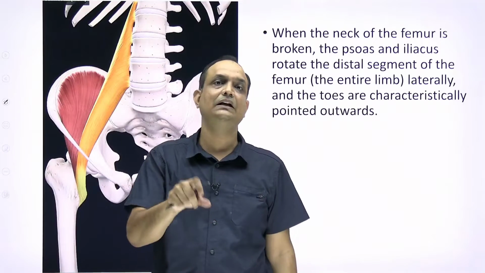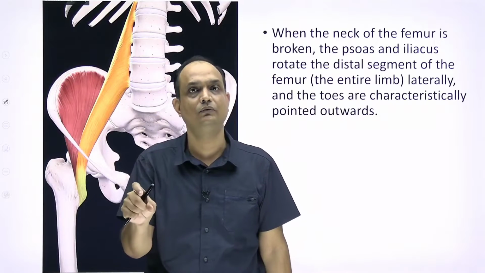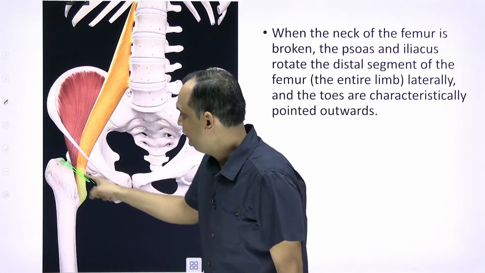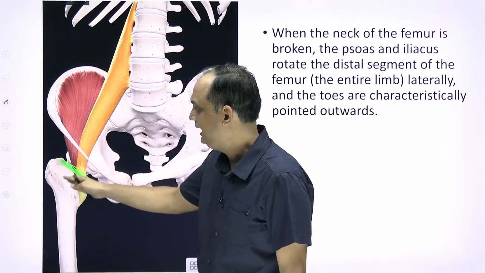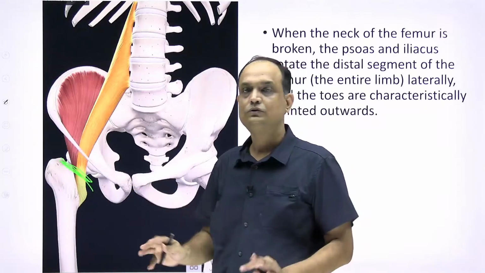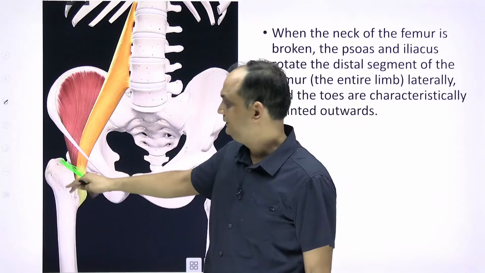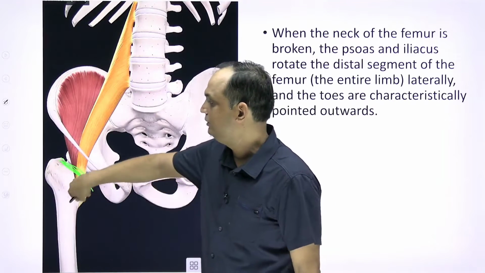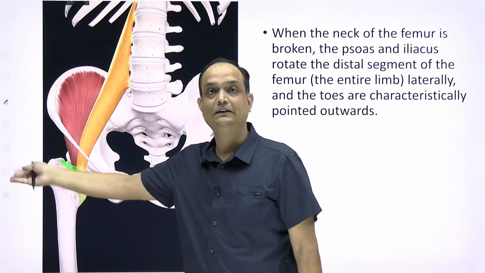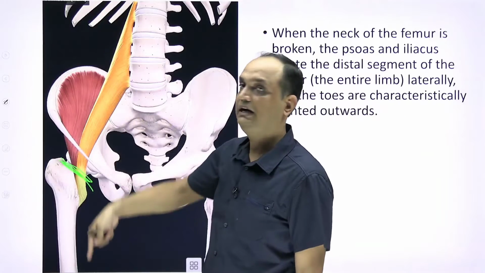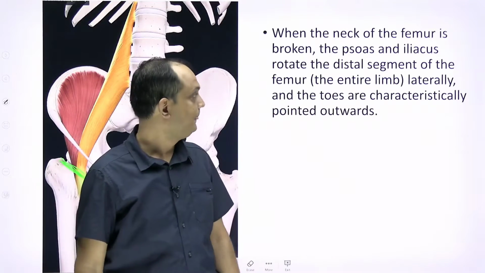Because you cannot say now that there is action at the hip joint. Why not the hip joint? Because once the fracture has been there, the continuity between the head and the neck is not there. So the movement is not taking place at the hip joint. Clear? It is the distal fragment which is now facing laterally, or the lateral rotation is happening because of the contraction of iliopsoas.